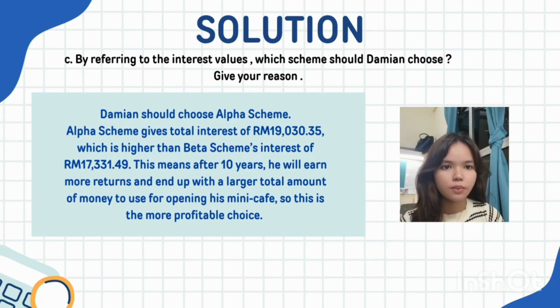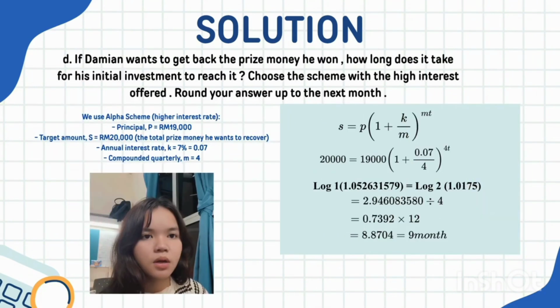So the answer is Damian should choose Alpha scheme because Alpha scheme total interest of Rm 19,030 ringgit 35 cents is higher than Beta scheme interest of Rm 70,331 ringgit 49 cents. This means after 10 years, he will earn more return and end up with a larger total amount of money to use for opening his mini cafe. So this is the more profitable choice. Now, let's move to question D.